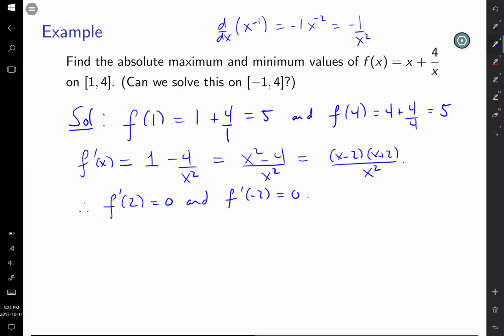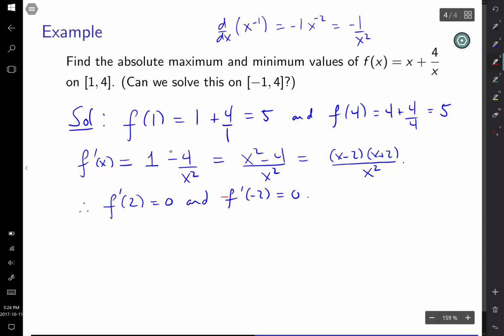We don't include 0. It's true that f prime is undefined at 0, but 0 is not in the domain of our function. 0 is not in this interval from 1 to 4, so I don't care about that. I only care about the ones that are in this interval from 1 to 4. In particular, I don't care about minus 2 because it is not in the interval I'm interested in. So that gives me only one more value to check. I have to check f of 2. I've got one critical point.